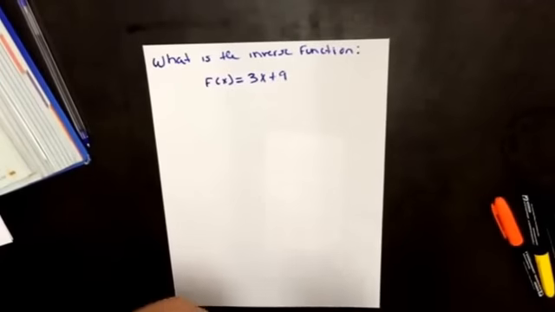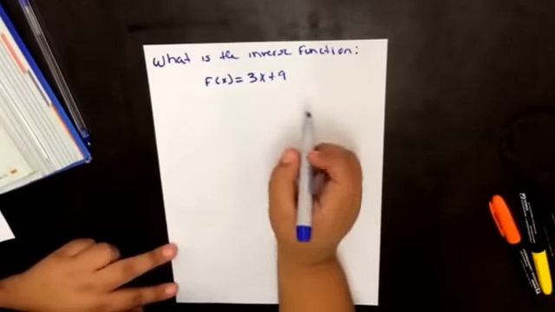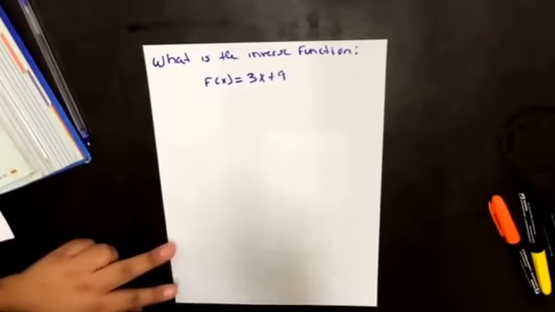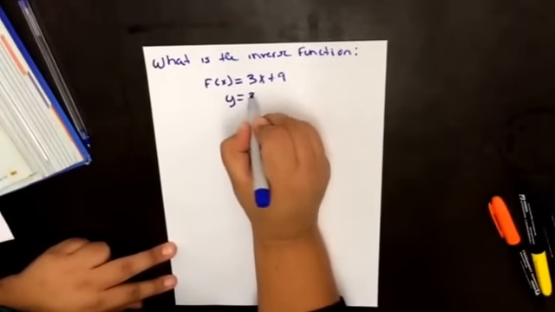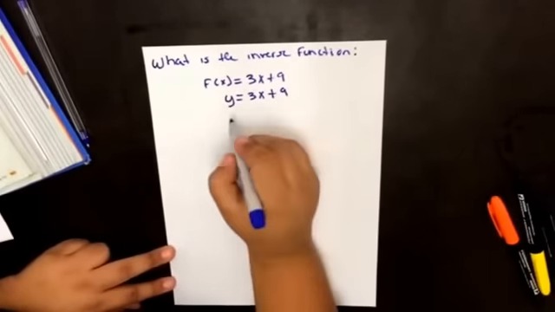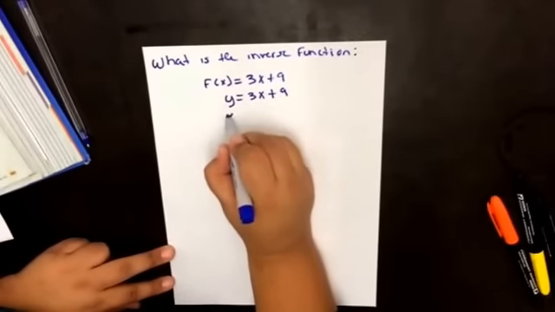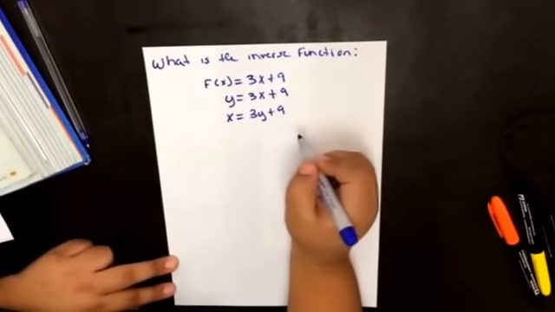Okay, let's practice some more on inverse functions. What if we have the function f of x equals 3x plus 9 and we want to find the inverse? Well, the first thing we want to do is rewrite it as y equals 3x plus 9. Now we want to switch our x and y, so we're going to say that x equals 3y plus 9. And now we want to solve for y.